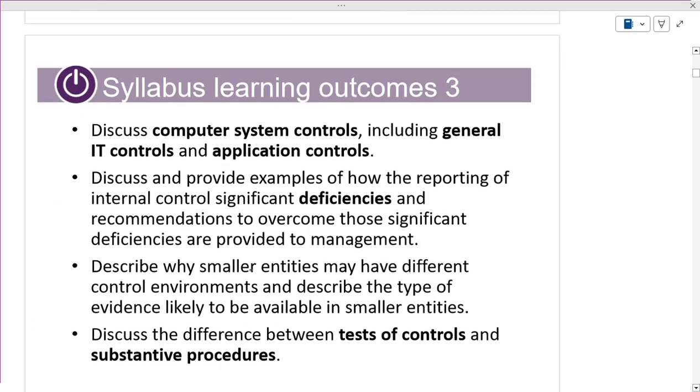Now, what you are doing, you have seen now the concept is quite different. Okay, this is a transformation going on. Okay, discuss computer system controls. There are 2 things. One is general controls, IT information technology controls. The second one is application controls. Okay, you have general controls, you will have application controls. Discuss and provide examples. Then, how the reporting of internal controls, significant deficiencies.